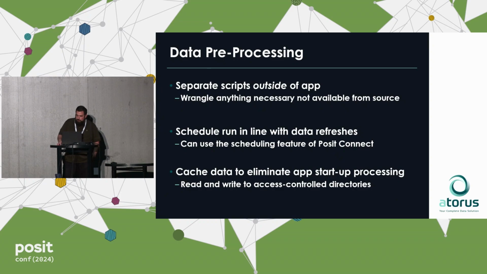In terms of the data, what we recommend is doing as much of your data wrangling and data processing as you can outside of the app. Posit Connect has this really cool feature where you can run things on a schedule. You can put it in an R script or an R Markdown script, for example, and run that whenever your data updates, so that you never have to actually change your app.